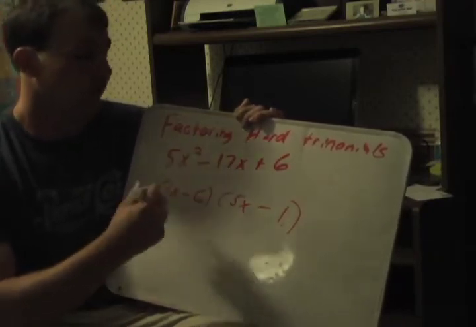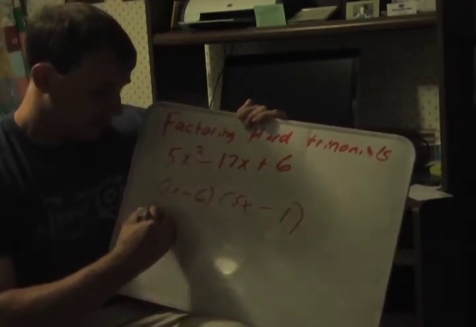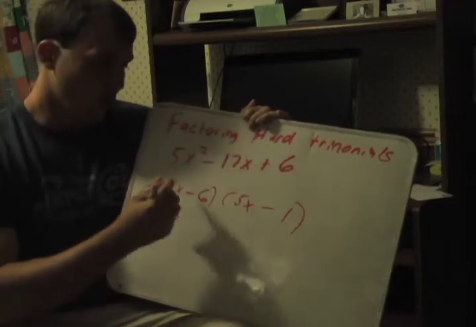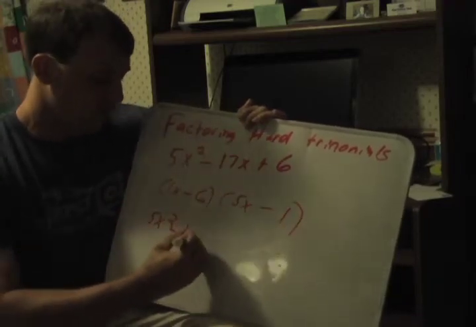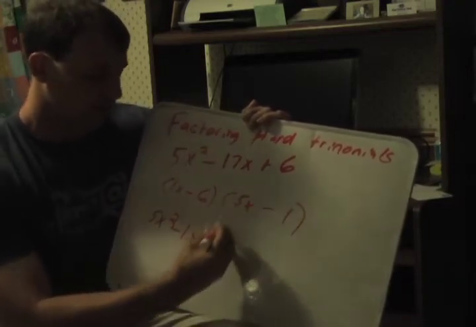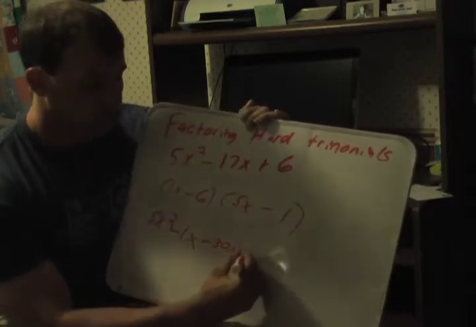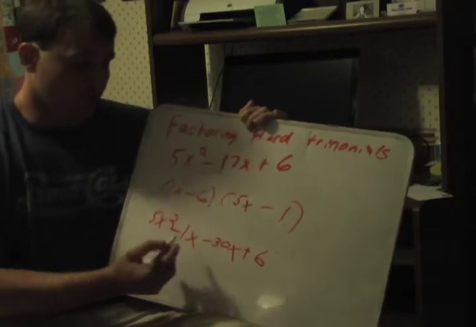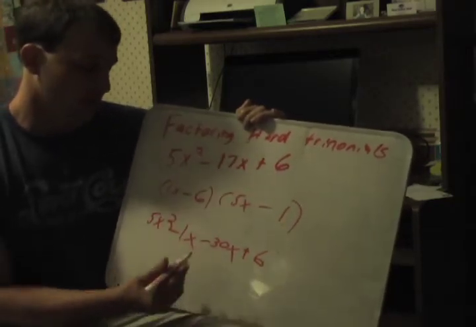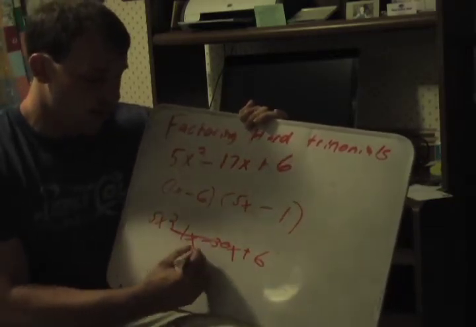Try to multiply it out, FOIL. 1x times 5x is 5x squared. 1x times negative 1 is negative 1x. Negative 6 times 5x is negative 30x. Negative 6 times negative 1 is plus 6. For the like terms, you want to think of that as negative 1 minus 30. That's negative 31x.